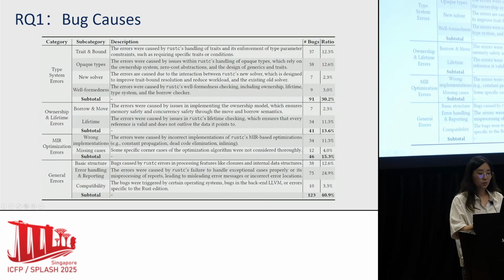Now, let's move on to RQ1. We divided the bug causes into 4 classes. The first category is related to the type system, which accounts for about 30%. The second is caused by ownership issues, making up around 15%. The third is from the MIR optimization stage, also about 15%. And finally, the general errors, which take about 40%. These general errors are not unique to Rust. They are often caused by things such as improper error handling or issues caused by the environment. Similar problems may occur in other kinds of software as well.